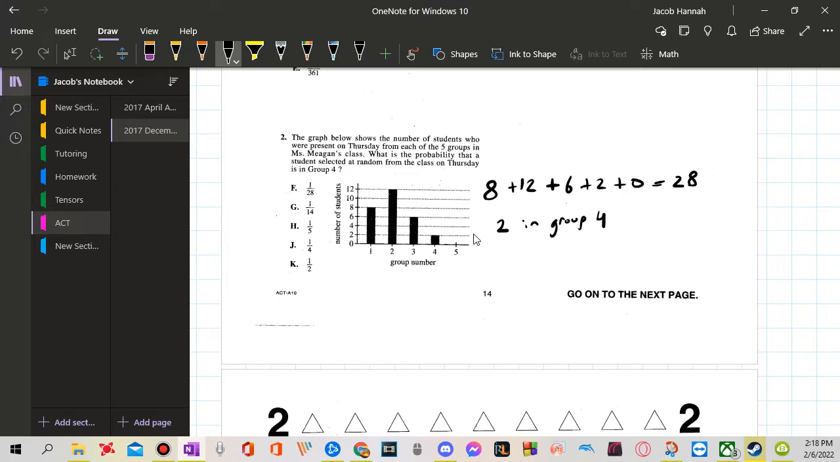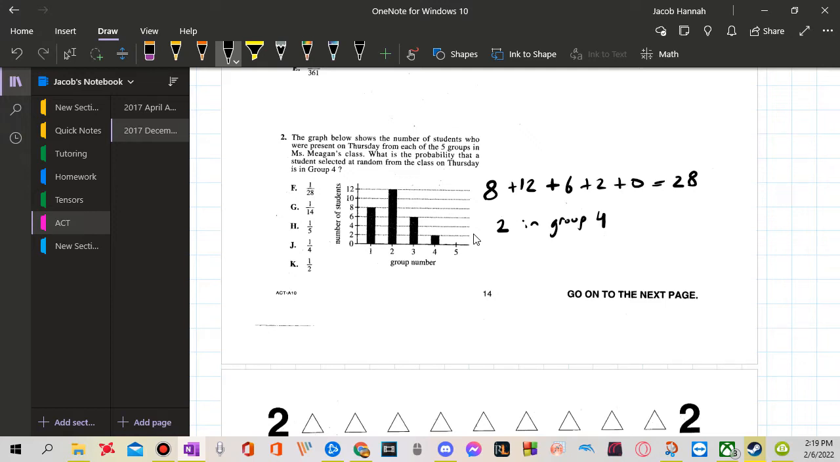So let's reread the question. What is the probability that a student selected at random? So, just randomly sticking your hand into the bag of marbles like the last one, kind of random. Selected at random from the class on Thursday is in group 4. So this is the chance that she picks anyone from any of these groups. So what is the chance that she picks someone from group 4 on Thursday?